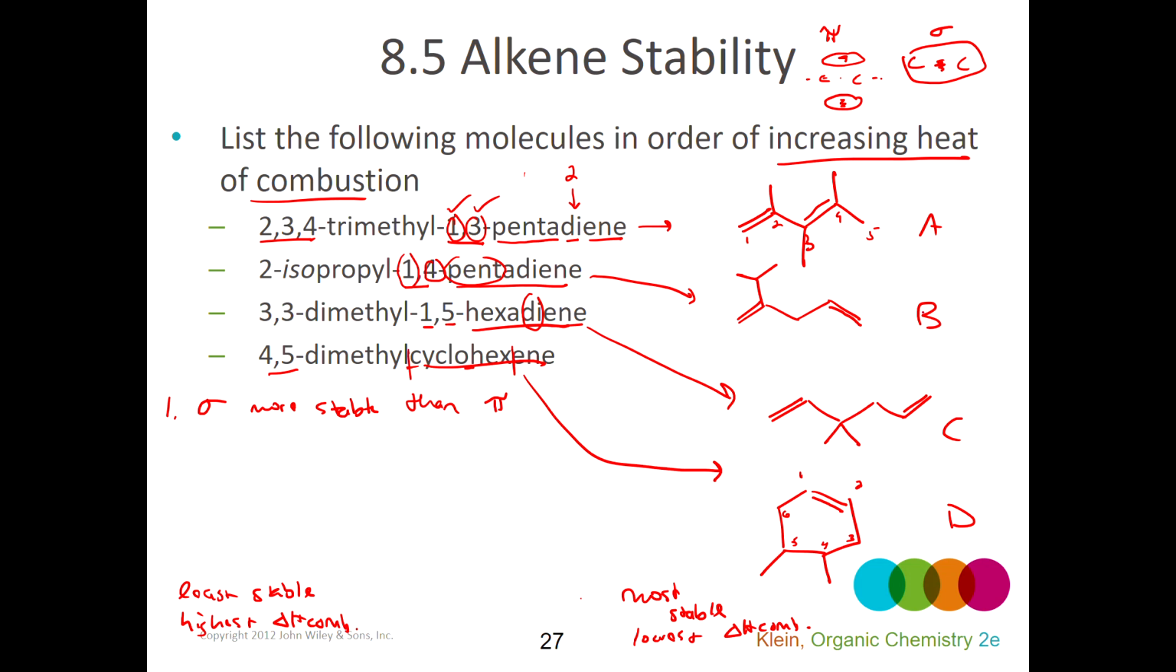So if I count up all the sigma bonds and pi bonds in the structure, I'll find that D has 1 sigma bond more than C, B, and A. A, B, and C all have 1 additional pi bond. I can see it. I've got 2 double bonds here, 2 double bonds, 2 double bonds. Here I only have 1 double bond. The rest of the bonds are all sigma bonds. So with the extra sigma bond, I know D is the most stable with the lowest heat of combustion.